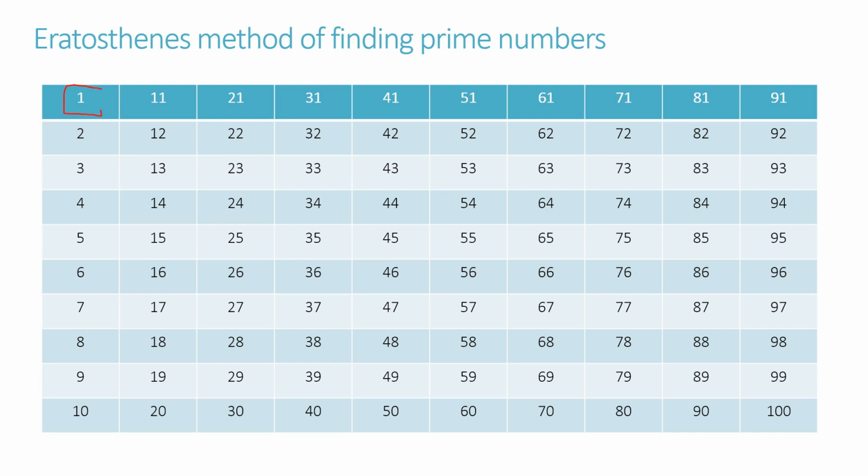Now 2 is a prime number, so put a circle around it. Next, strike out all the multiples of 2. So here you have to strike out all the multiples of 2. Now 2 is already circled.